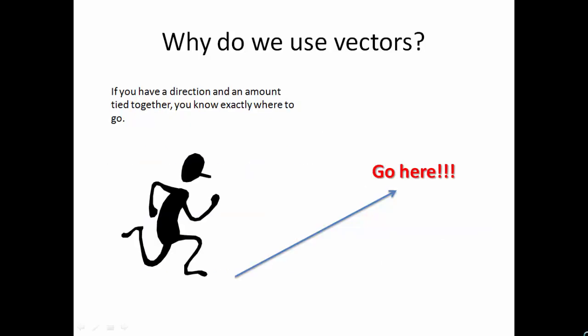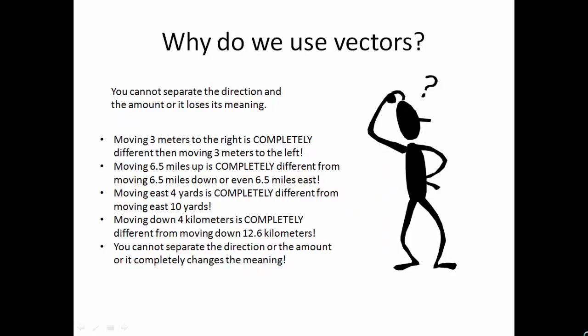If you have a direction and amount tied together, you know exactly where to go. So here we've got the arrow that's pointing, I want you to go right here. It shows you the exact distance. It shows you the exact direction. You cannot separate the direction and the amount or it loses its meaning. Moving 3 meters to the right is completely different than moving 3 meters to the left. Moving 6.5 miles up is completely different from moving 6.5 miles down, or even 6.5 miles east. And notice I'm using all these different units: miles, meters, kilometers, parsecs, light years, micrometers, whatever.